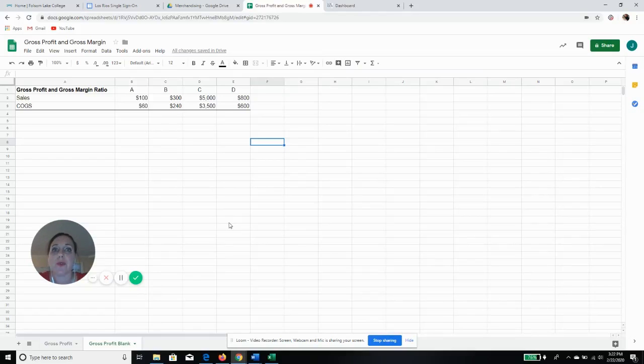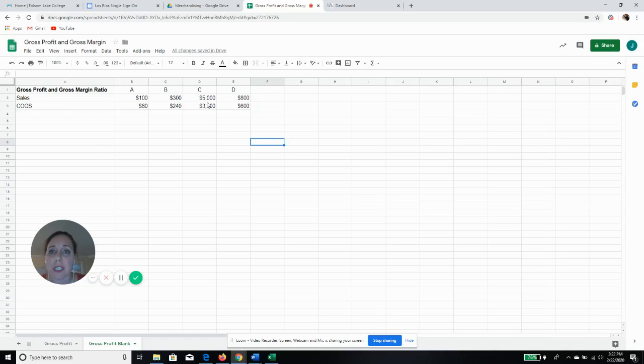Today we're talking about gross profit and gross margin ratio. These are two terms we use when we're comparing our revenue from a sale of inventory to the cost of the inventory. And basically we're determining how much profit we made. So let's go ahead and look at an example.